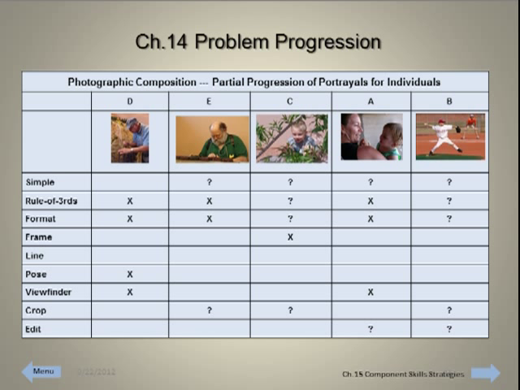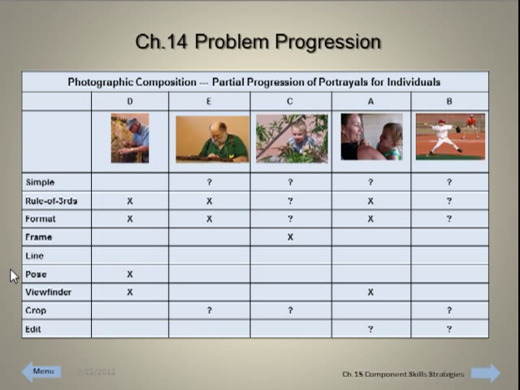We felt like there were several conditions that contributed to a good photographic composition. These are listed down the left side. These involved simplicity, the rule of thirds, format, frame, and line. These were all characteristics or conditions of a photograph that involved good composition, and each of these conditions will be taught in turn. I then identified some steps that would lead to these conditions.